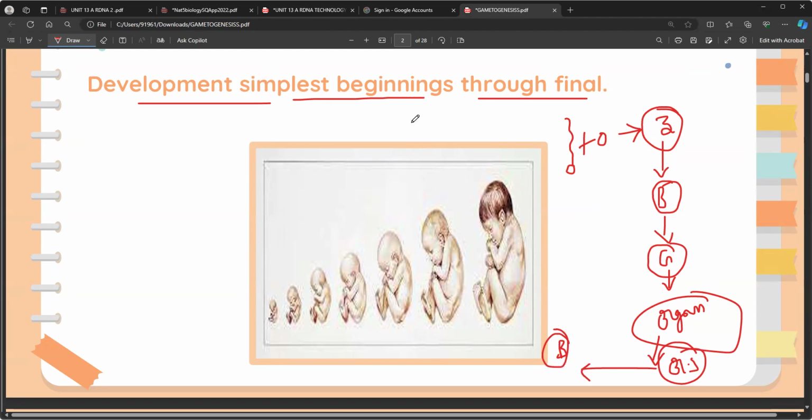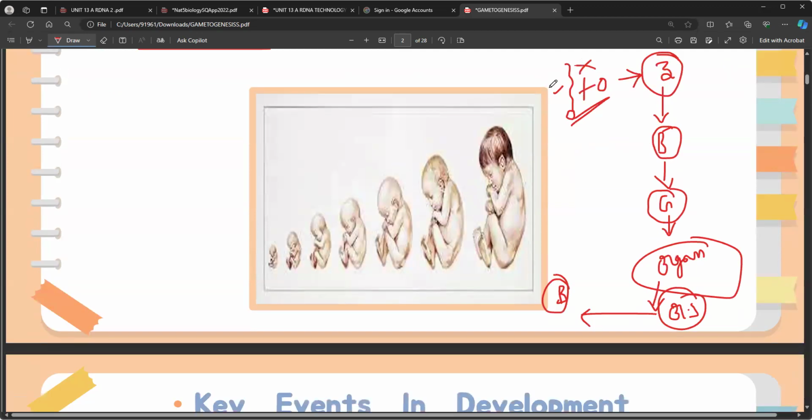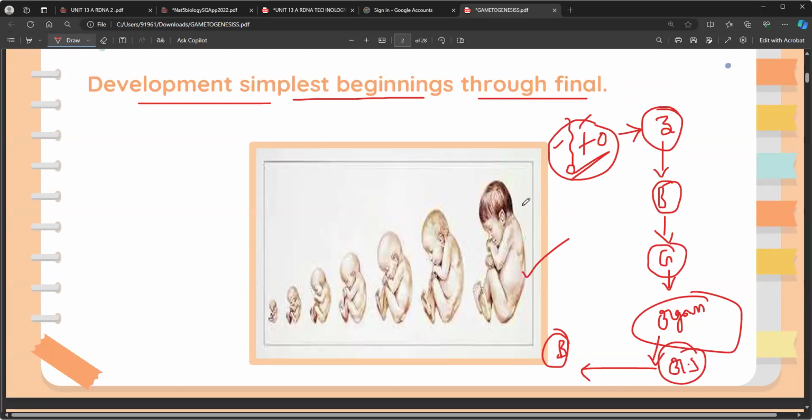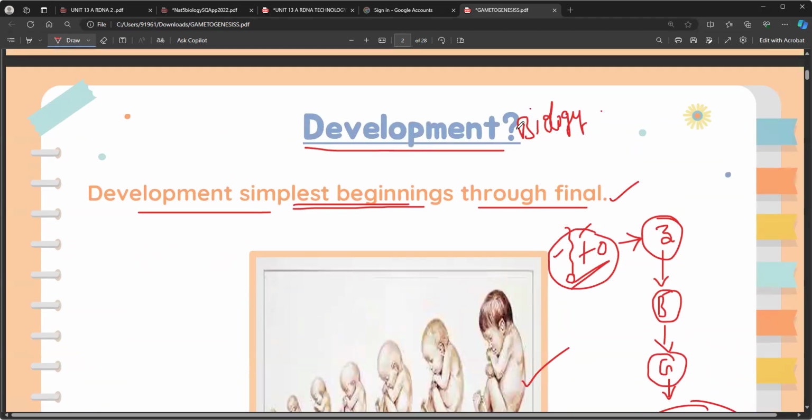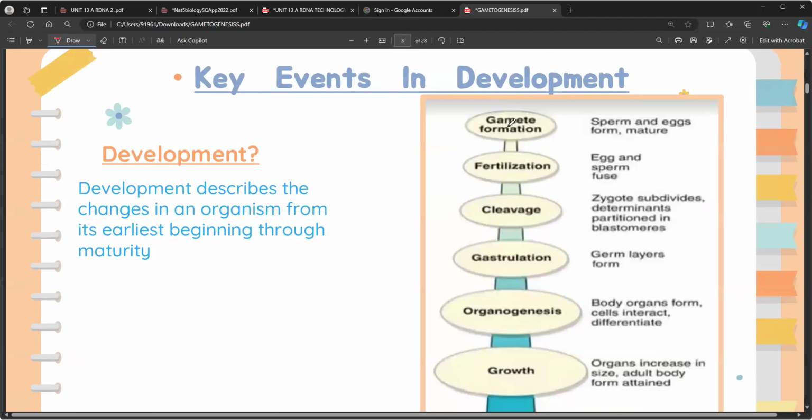So how can I say here? We have actually started with gametes, that is, a sperm and egg. So we just started with simple cells and finally we have developed into a complex body. That's the reason we can say that development is a process which contains simplest beginnings through to the final. That is what generally we can call development.